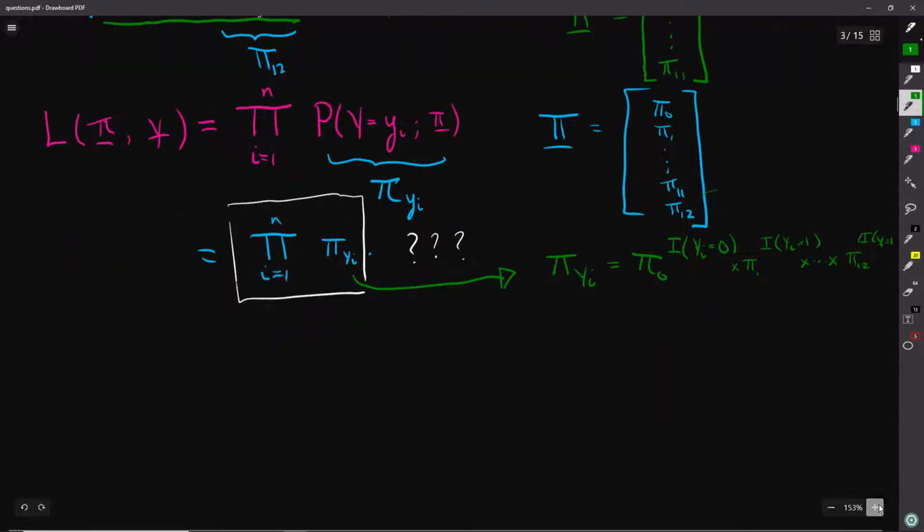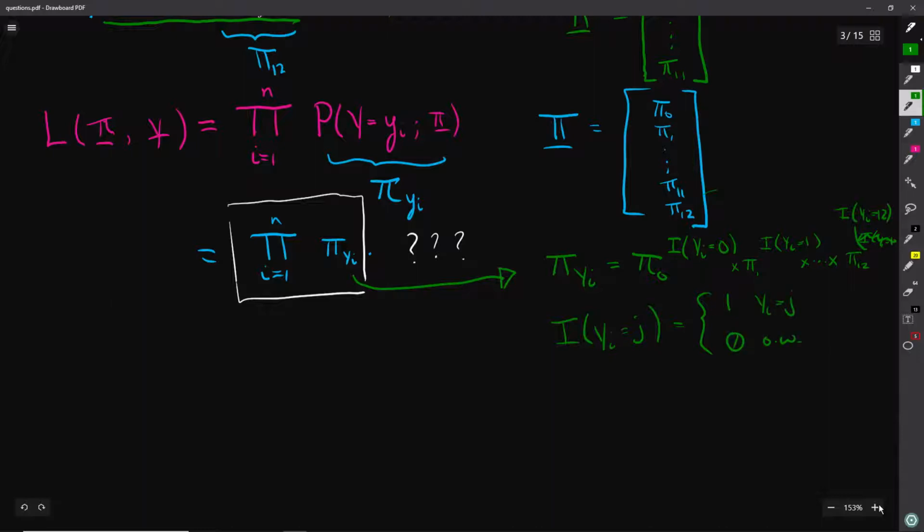Why don't we cross that out and say indicator yi equals 12, fit it in. Sorry about that. Now, this expression here, to define the notation clearly, the indicator function that yi equals j is a function that takes on a value of 1 if yi is j, and it takes on a value of 0 otherwise.